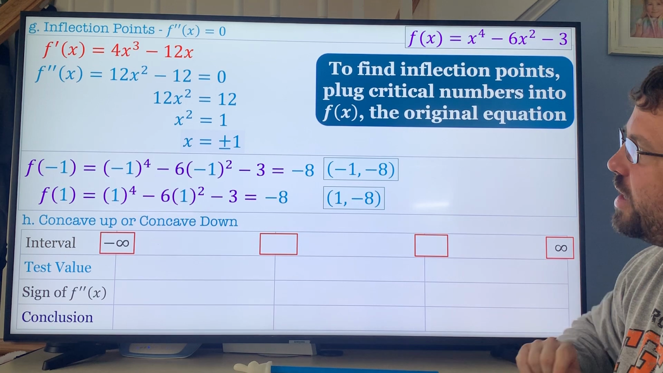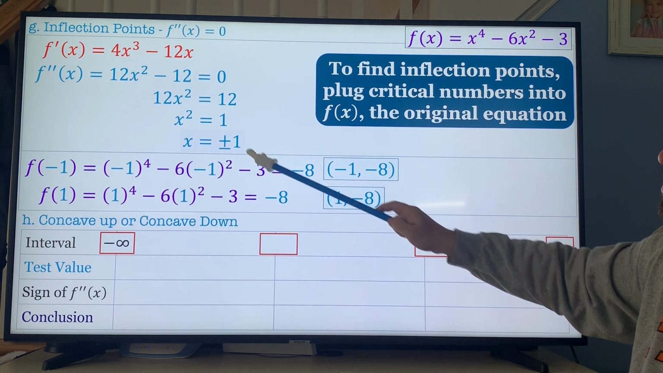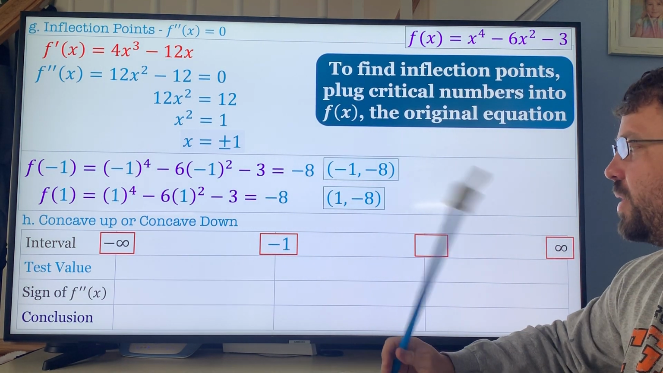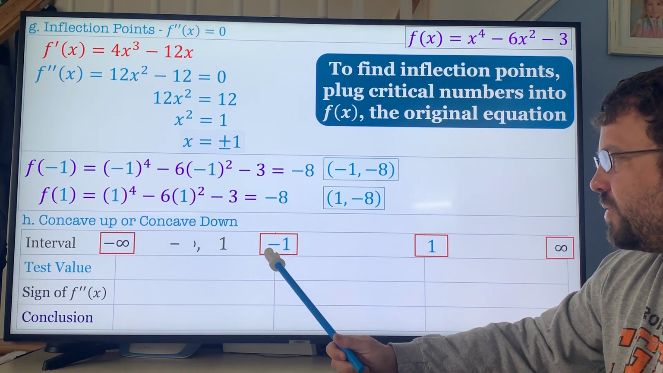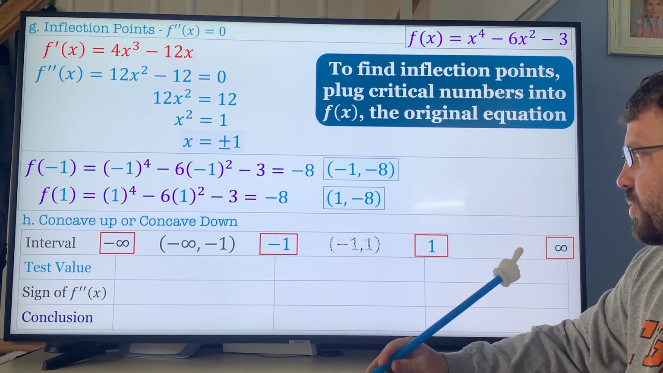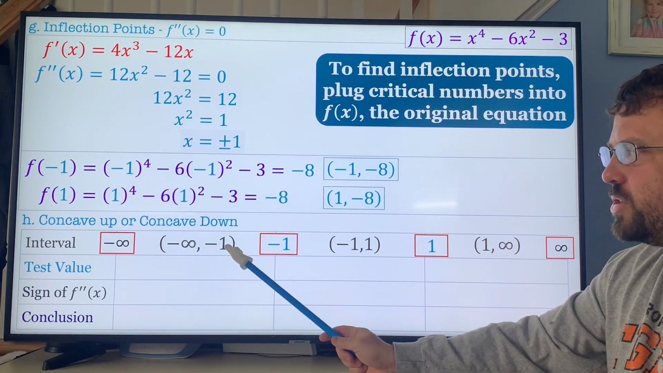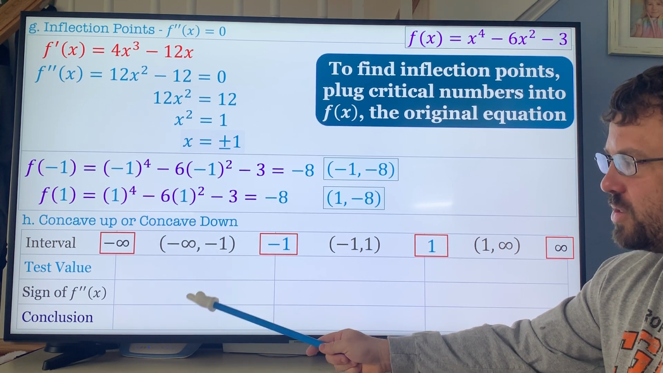Now what you're going to do is you're going to take your inflection, or your critical numbers from your inflection points, and put them in here. What's smaller, negative 1 or 1? Negative 1. And then you got your 1. So now you set up your intervals, negative infinity to negative 1, negative 1 to 1, and 1 to infinity. Pick a number between these, your test values. Well, I'm going to pick negative 2, but whatever you pick, you're going to get the same answers for these.